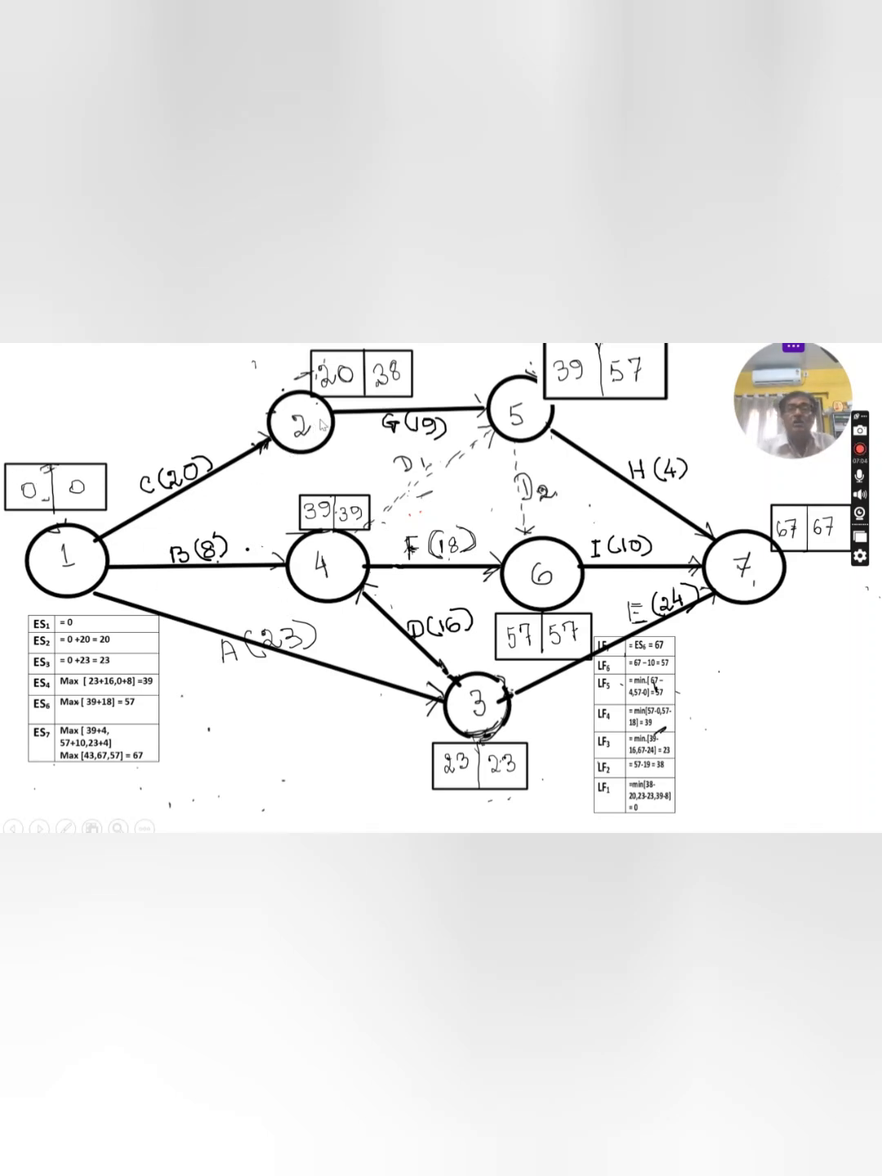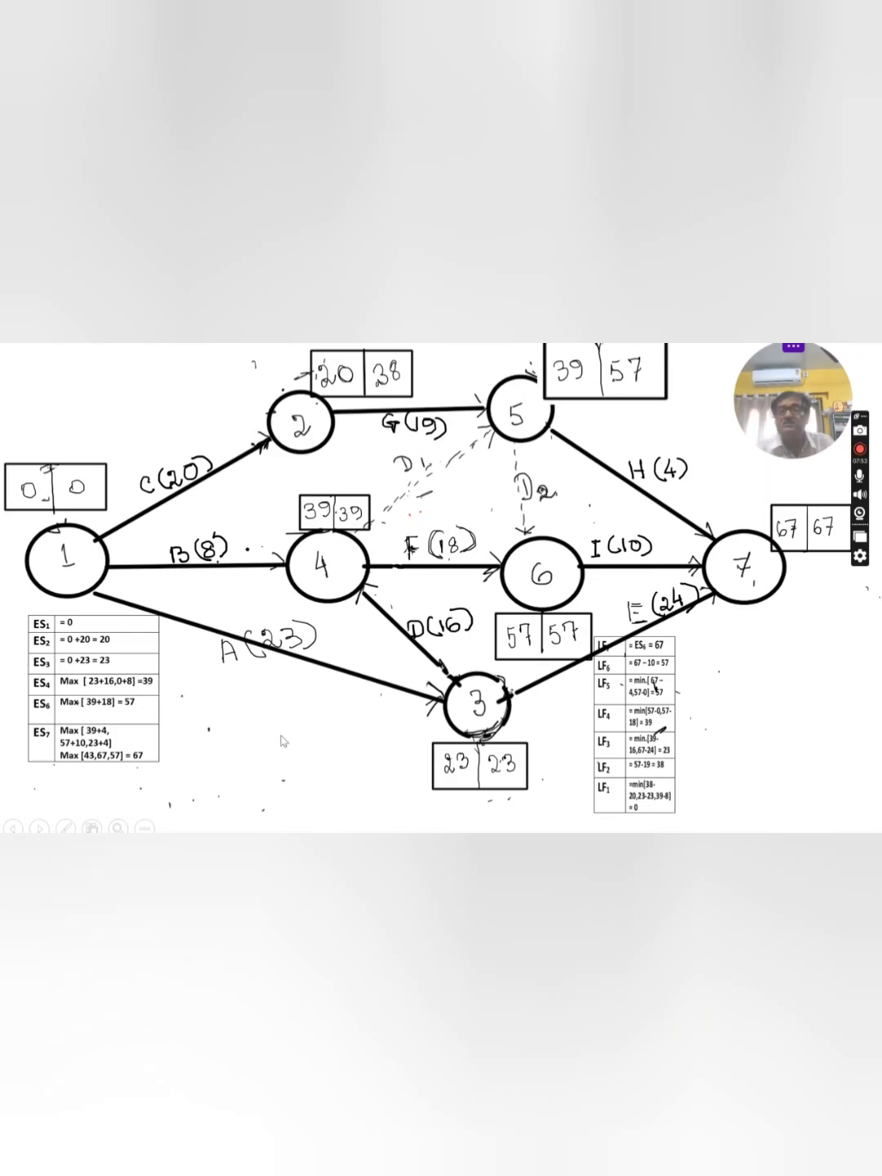Now, what will be the earliest start time for activity 1, 2? Earliest start time is 0. Only one task reaches this node. The time required to complete that task is 20. That's why the earliest start time for this node, that means ES2, will be 20. It is shown that ES2 is equal to 0 plus 20: 0 is the earliest start time plus 20 is the time duration for this activity, equal to 20, as only one task is attached to this node.